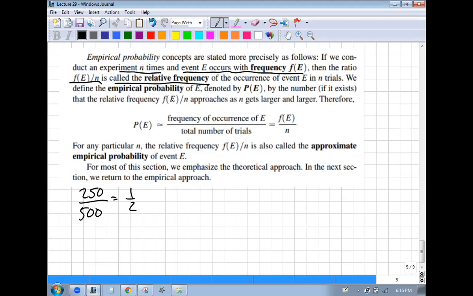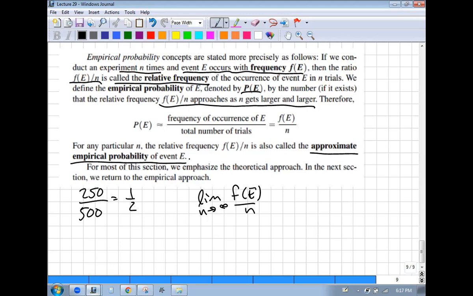We define the empirical probability, denoted by P of E, by the number, if it exists, that the relative frequency approaches as n gets larger and larger. So you just keep flipping the coin, flipping the coin. So we're taking the limit as n goes to infinity of f of E over n. Y'all don't have limits yet. But there is no such thing as flipping the coin an infinite number of times. But the more times you flip it, the more confident you are that it's a fair coin or that it's not a fair coin. Okay. So for any particular n, the relative frequency is also called the approximate empirical probability of that event.